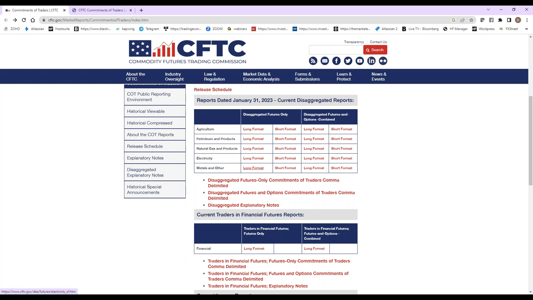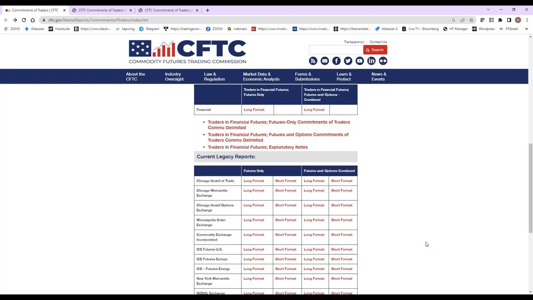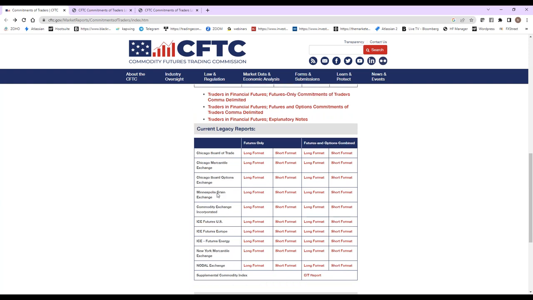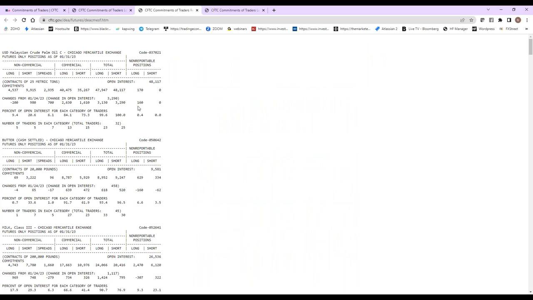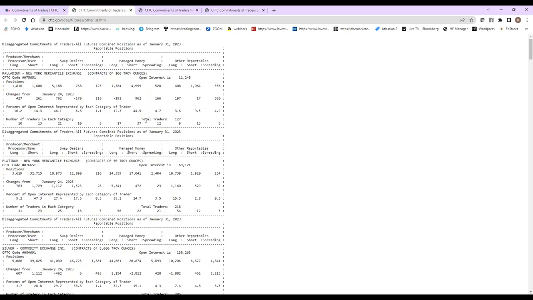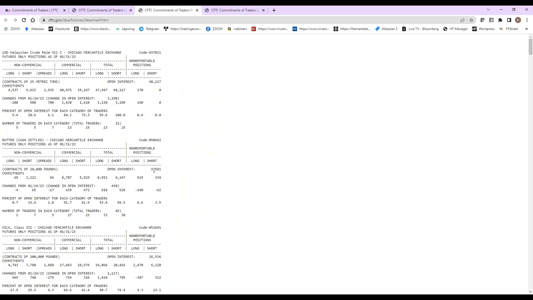I'll open the disaggregate short format and the disaggregate options and futures short format, and I will go down to the current legacy as well and open Chicago Mercantile. It's the biggest one along with New York. I will open the Chicago one, short futures only. Here it is, and let's do the assessing together. I have put as the first one the disaggregate short format and the legacy one short format again, both futures only.